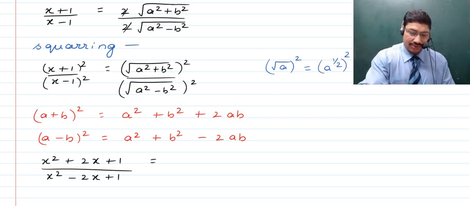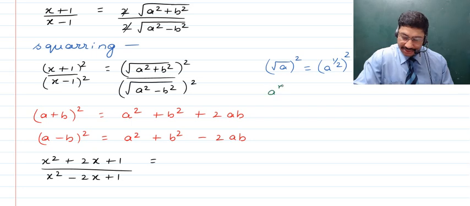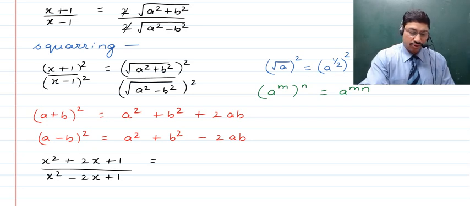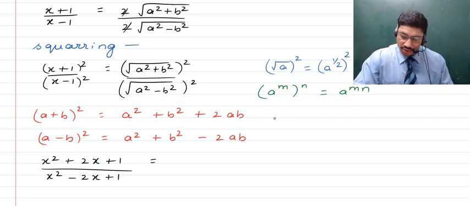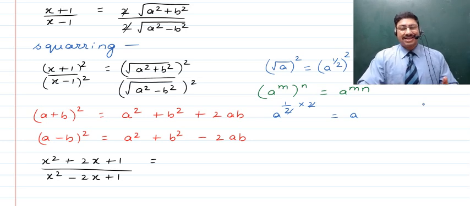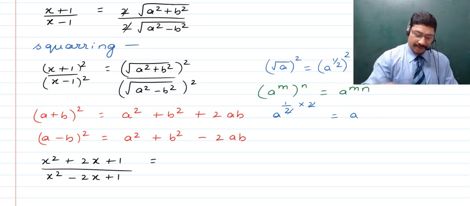And since you know that if you have some a raised to the power m which is raised to the power n, then that becomes equal to a raised to the power m into n. As such, here also what's going to happen is you will have a raised to the power 1 upon 2 and 2 getting multiplied, so both of these will get cancelled. As such, this will just become equal to a, that is, neither the square will remain nor will the square root remain, and both of these are going to cancel each other.